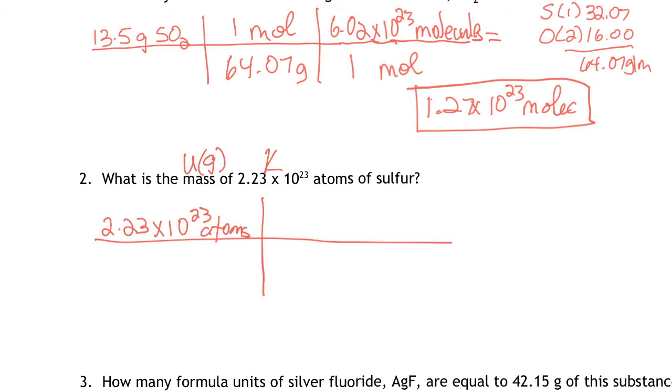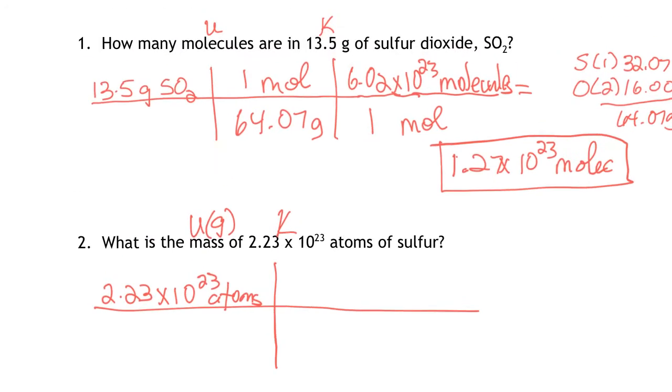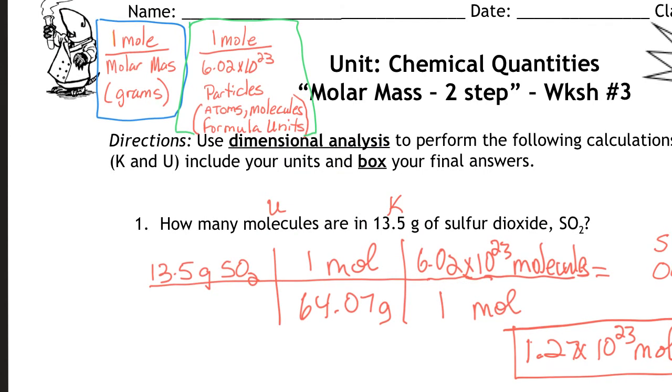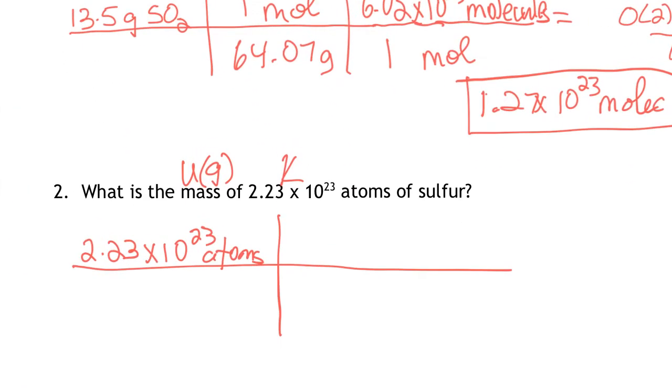If I have atoms on the top, I need atoms on the bottom. I go up here to my conversion factors. The green one is the one that has atoms. There are 6.02 times 10 to the 23rd atoms in 1 mole. So I'm going to put that number in the bottom. In 1 mole. Whoops, if I can write the word mole, that would be helpful.